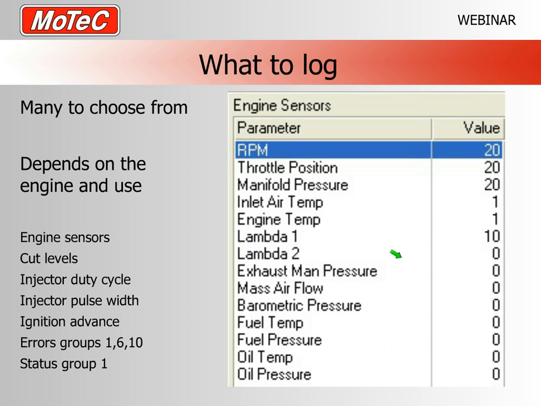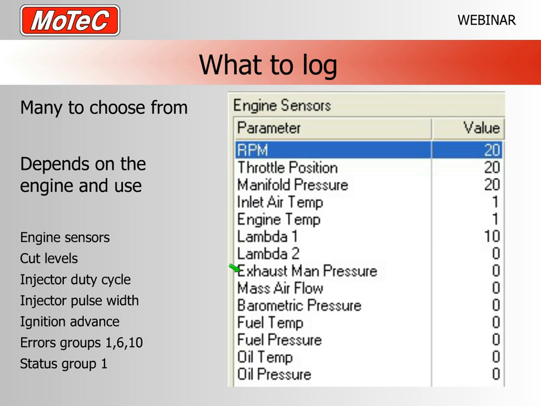So what to choose? This is a screen capture of the first group, which is our basic engine. If you look on the right hand side, you'll see the first one to come up in the list on this screen is RPM. By typing in a number here, that tells the ECU the number of times per second you want it to log the RPM channel. So if you type in a 1, that means 1 time per second, in this case log the inlet air temperature. If you type in a 0, that means do not log, in this case, the exhaust manifold pressure.